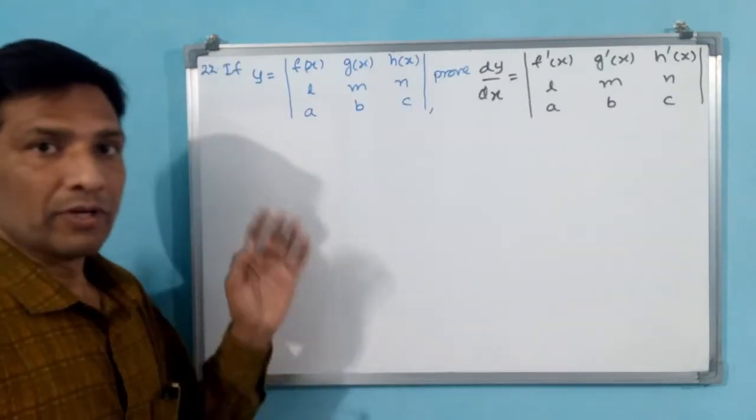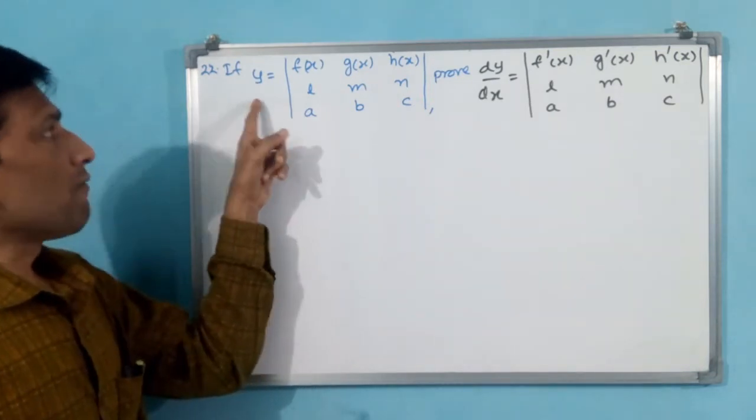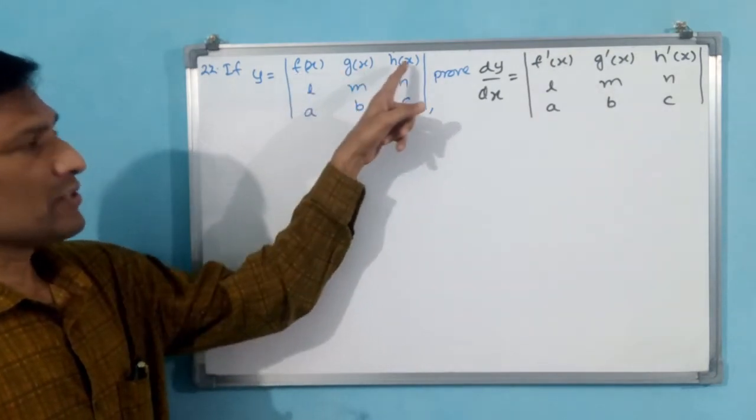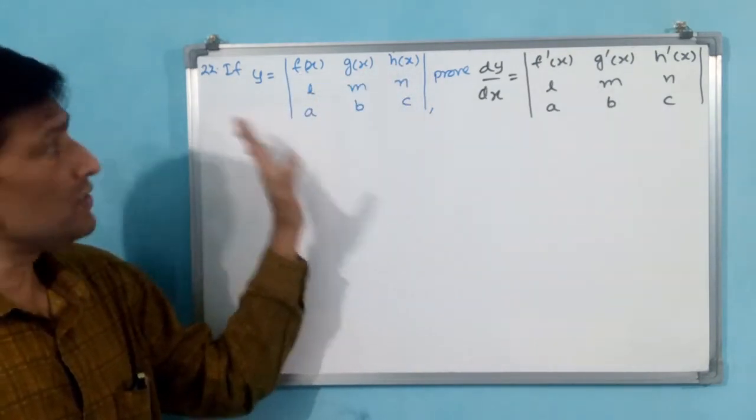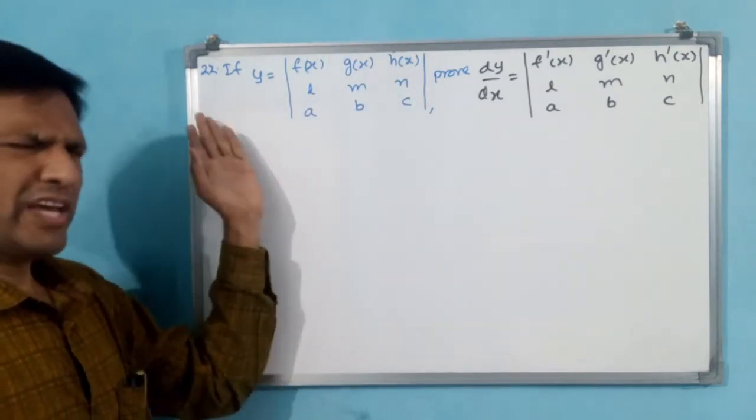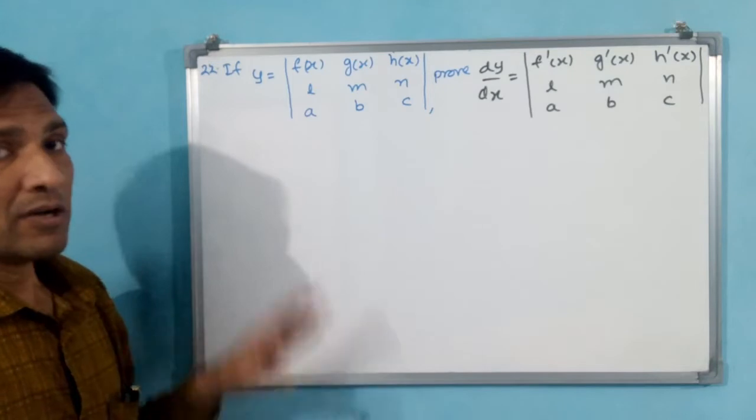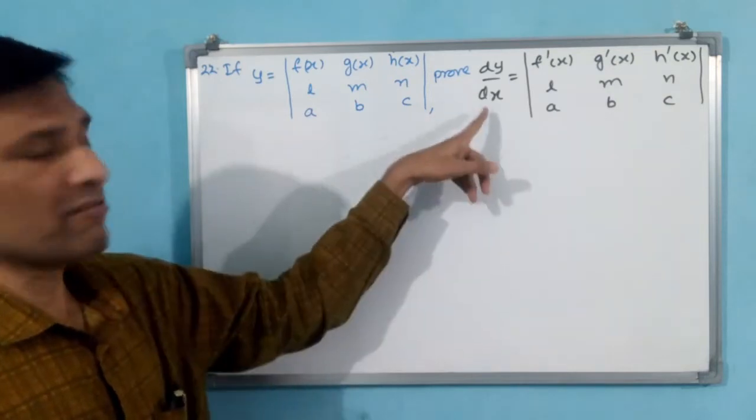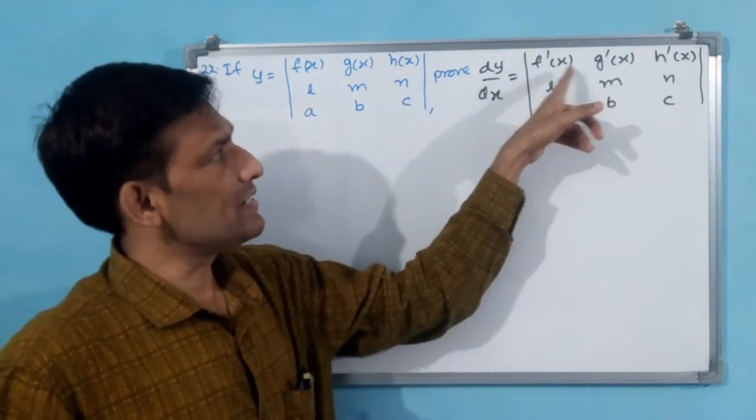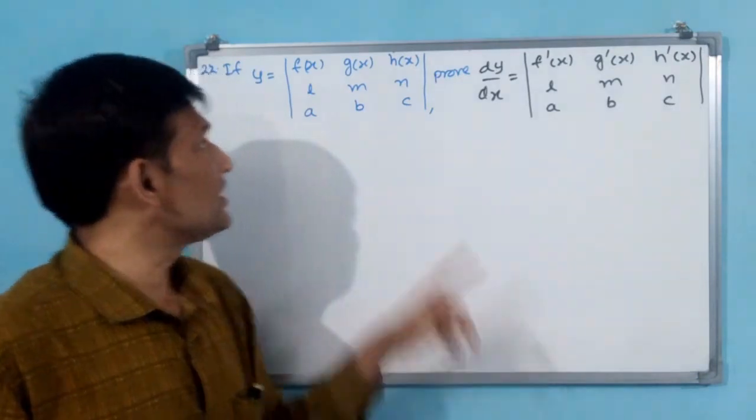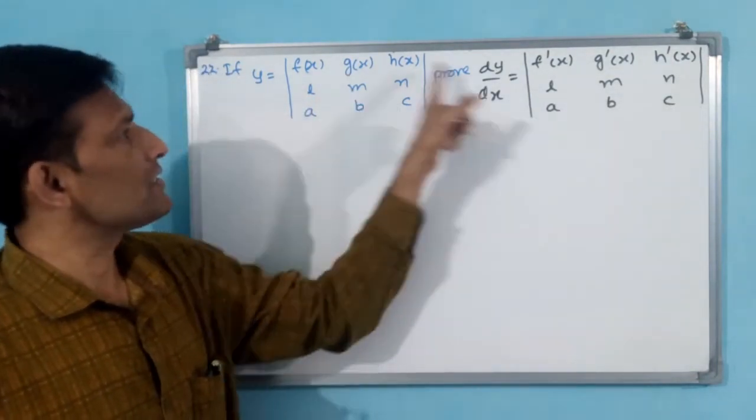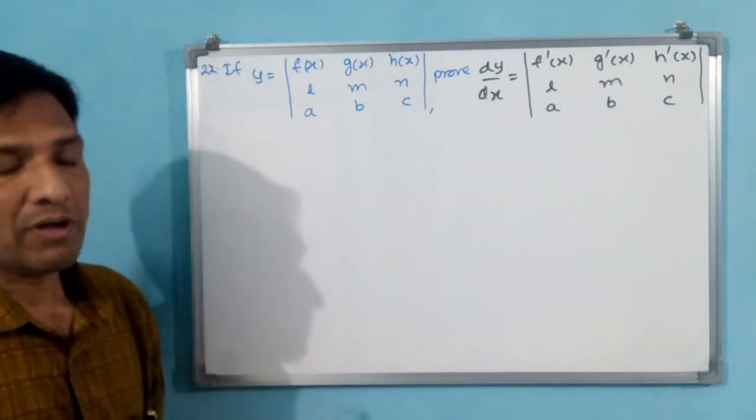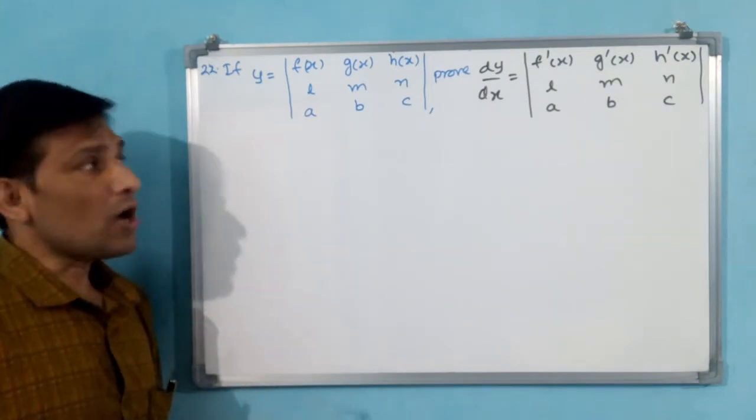Let us go. Okay. See, if y is equal to the determinant of f of x, g of x, h of x, L, M, N, A, B, C. This is one determinant. This is called y. Like y we can call. Prove dy by dx. Observe carefully. We are in differentiation. That is why dy by dx has come. First derivative: f dash x, g dash x, h dash x, L, M, N, A, B, C. See, L, M, N, A, B, C not changed. Only functions have been changed. Okay. Like that we have to show. Prove means we have to show LHS is equal to RHS. Okay. Now see how to proceed with this question.